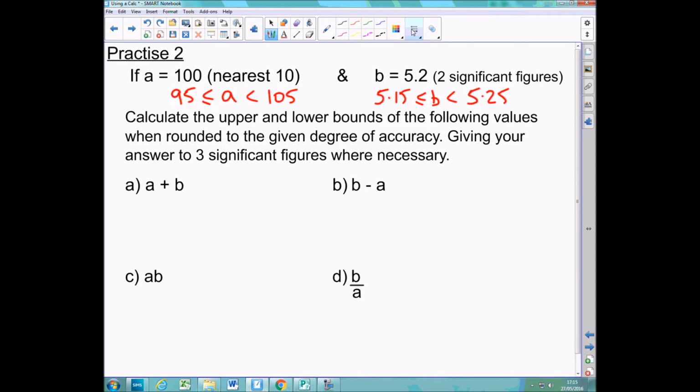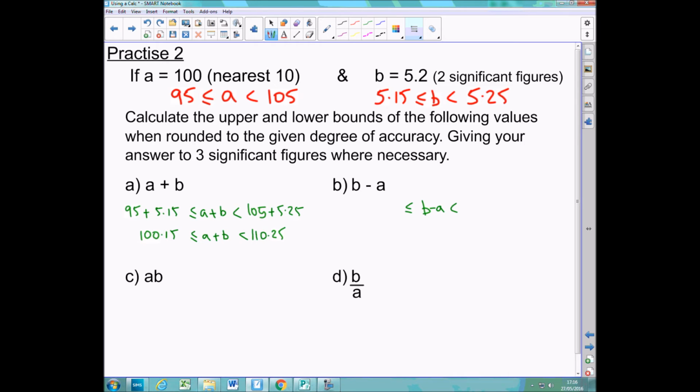Okay, so looking at the calculations, in order to get A plus B, for the lower bound, I need to do the lower bound of A plus the lower bound of B, which is going to give me a value of 100.15. For the upper bound, I need to add the upper bound of A to the upper bound of B, which gives me a value of 110.25.